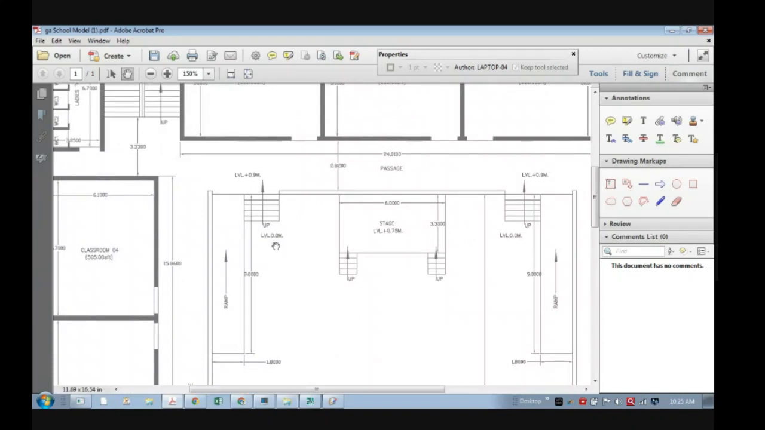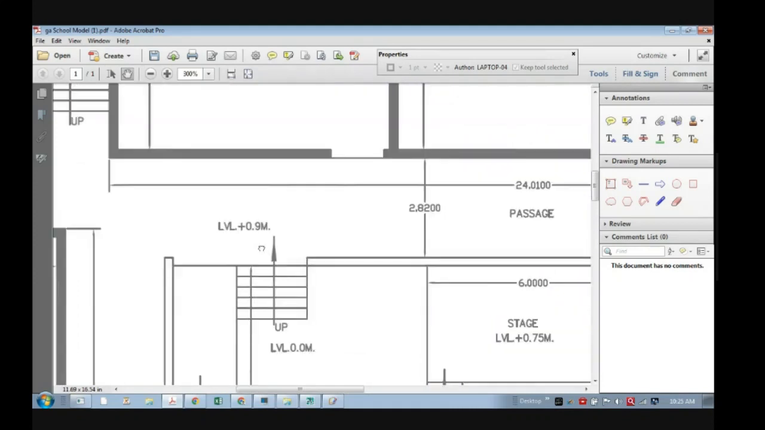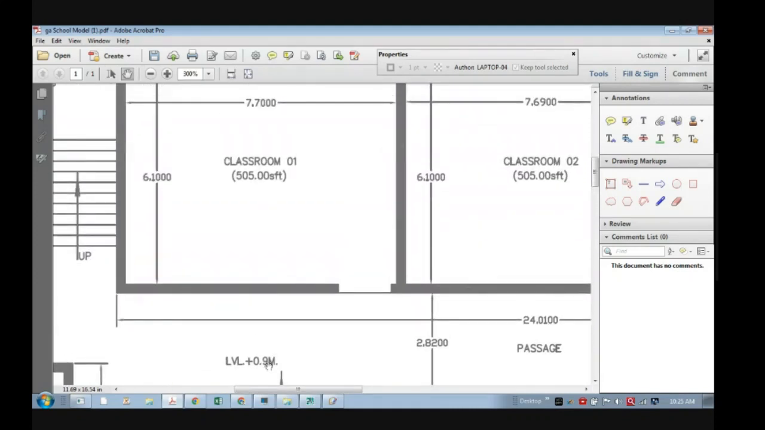It is generally 0.45, 0.6, 0.75, or 0.9, it depends. Minimum 0.45 generally people take. Here it is 0.9, and that's why we are climbing here. So how many steps are required actually? If you need to climb 0.9 meter, how many steps will you provide? Minimum 6, sir. Generally, what is the rise we take in architectural planning?